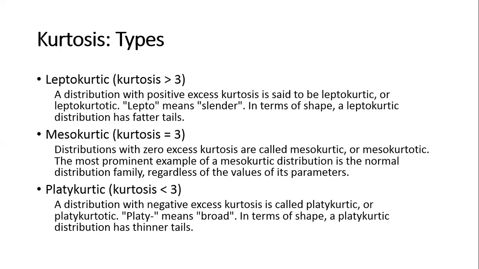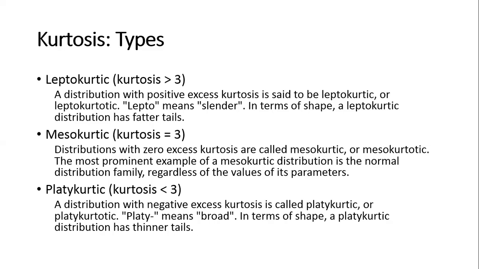Kurtosis types. Leptokurtic, that's high kurtosis, where kurtosis is greater than 3. The distribution with positive excess kurtosis is said to be leptokurtic. Lepto means slender. In terms of shape, a leptokurtic distribution has fatter tails, but is steeper at the center, at the top.